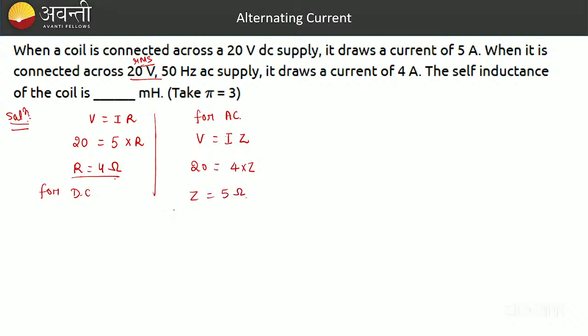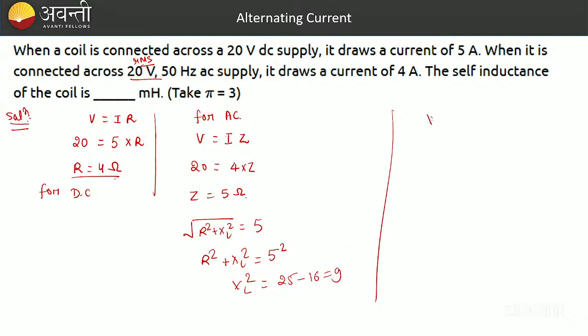Now we know that Z is nothing but square root of R square plus XL square, equal to 5. So from here, if you square it, it will become R square plus XL square is equal to 5 square, which is 25. R square is nothing but 4 square, which is 16. So XL square will become what? 25 minus 16, which is nothing but 9. That's just the mathematics now. XL will be 3.